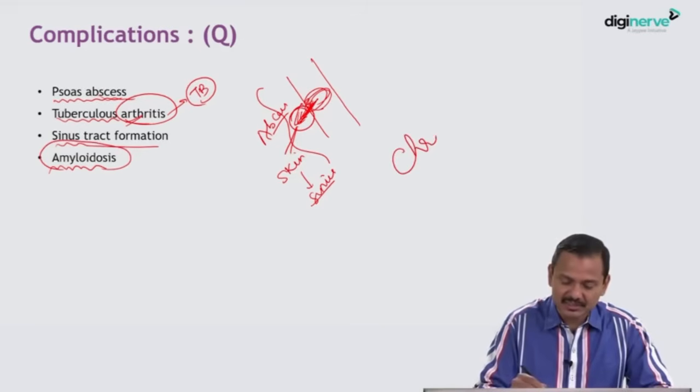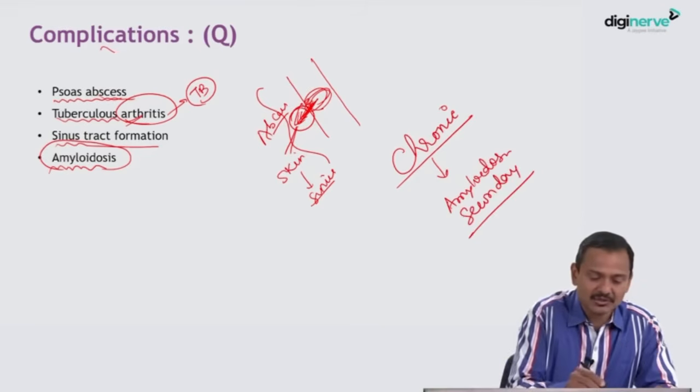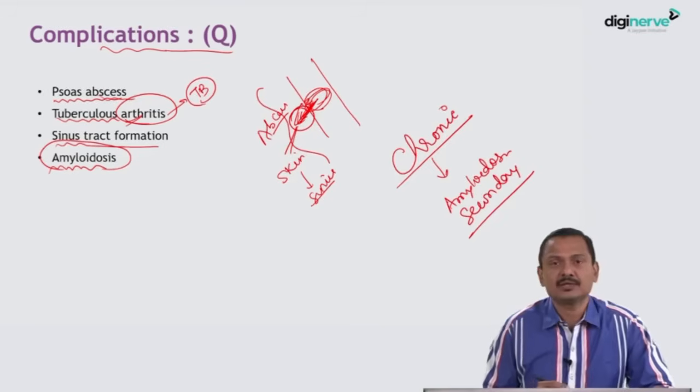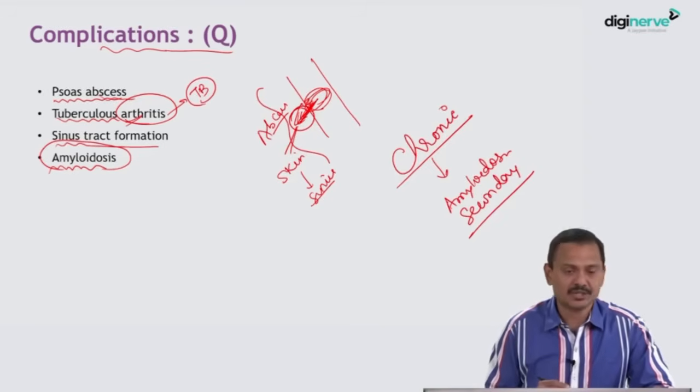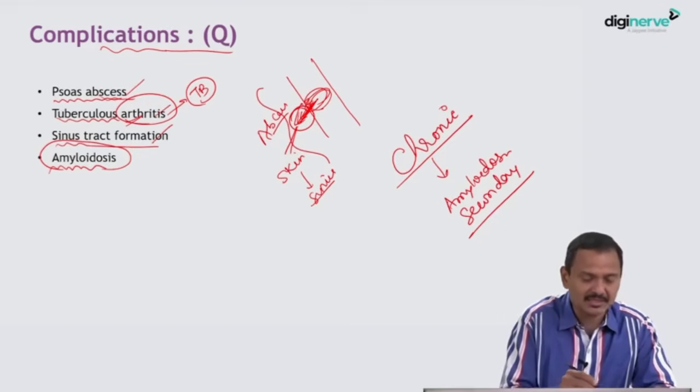Tuberculosis is a chronic infection or chronic inflammation. Chronic inflammation leads to amyloidosis. You have to remember, it is secondary type, not primary. Okay, secondary. So all these complications you have to remember. You may get a short note or MCQ type in which you have to remember psoas abscess, arthritis, sinus tract, and amyloidosis.